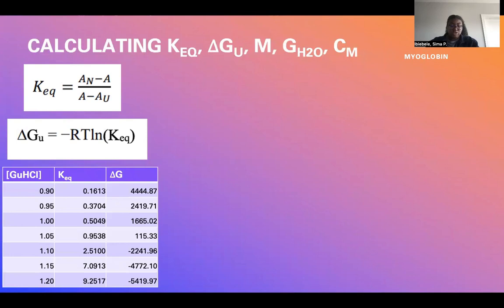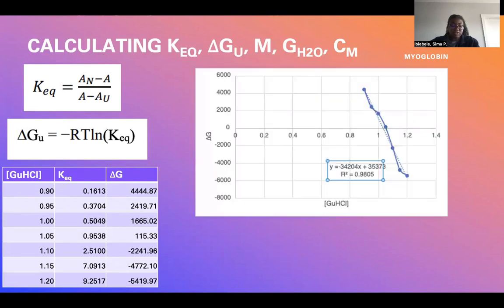I then used the delta G values and the concentration of denaturant to make this graph. The line of best fit of this graph corresponds with this delta GU equation. The M value is equal to the slope of the graph, so it is equal to 34,204. This value is quite large and indicates that once denaturation begins, it happens very rapidly.